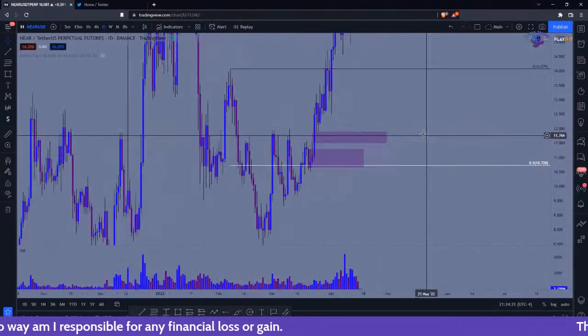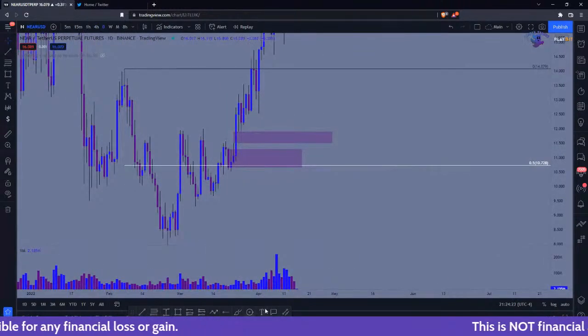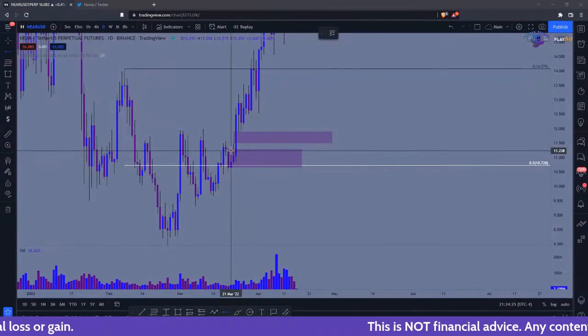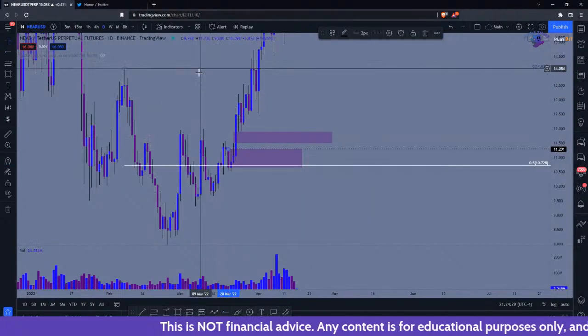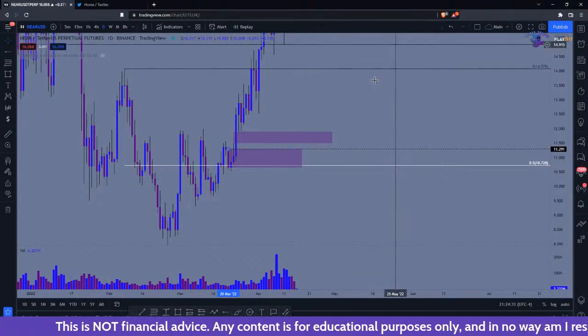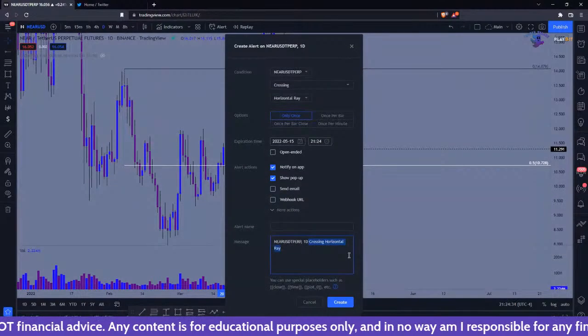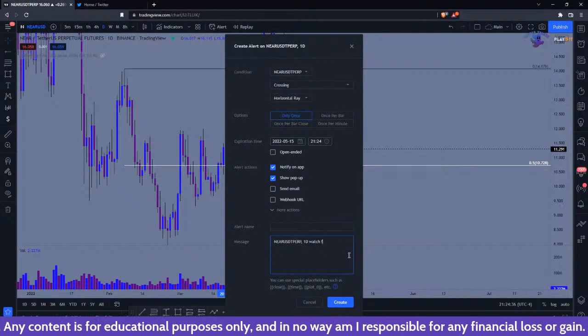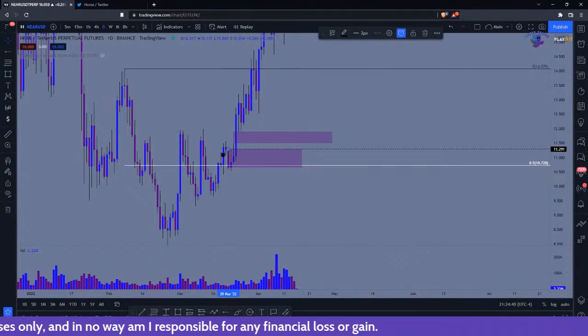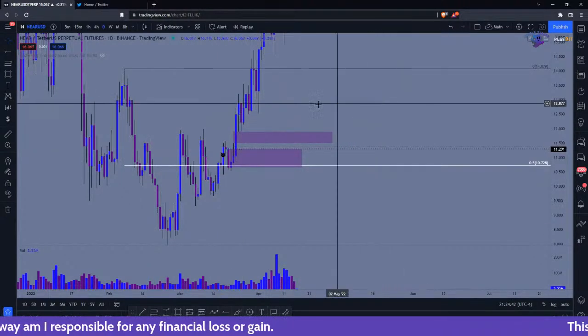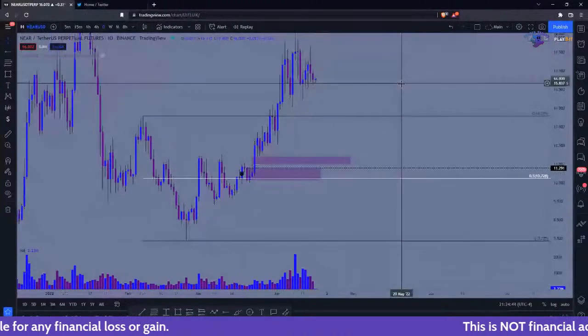I'm actually going to set an alert for this. Oops, I just hit my Windows key. Set it with control. But you can set an alert that price has come back down to our levels and say watch for change of character. And that's how you're really going to be able to refine your win rate and make the most out of your trades.